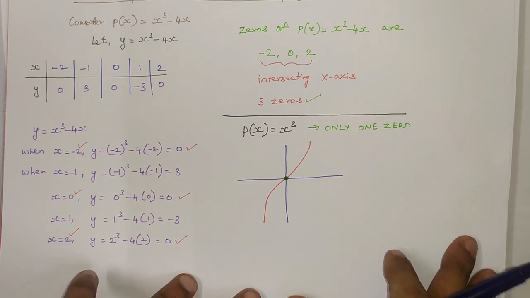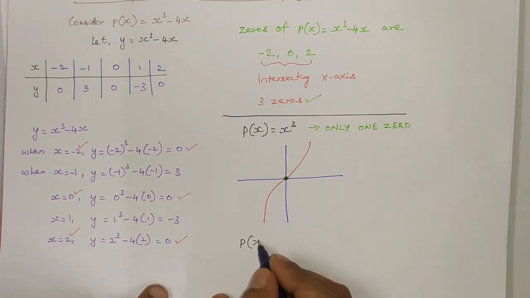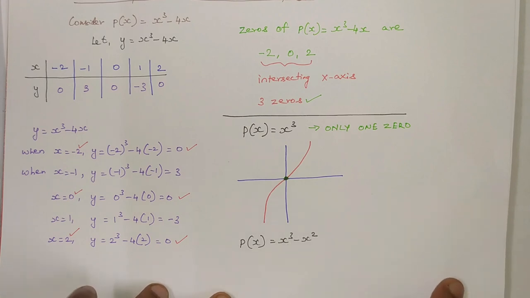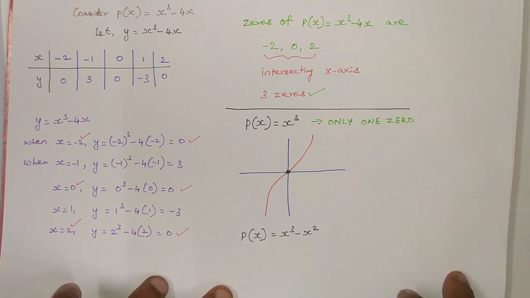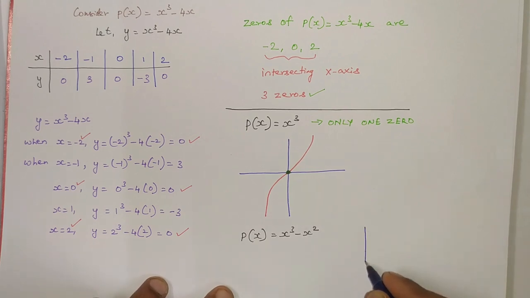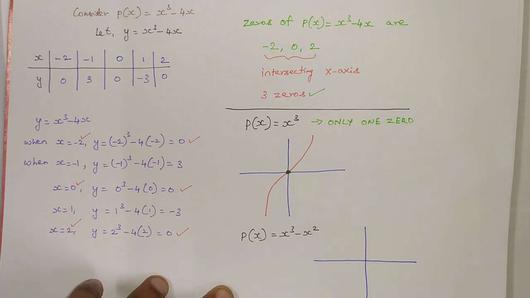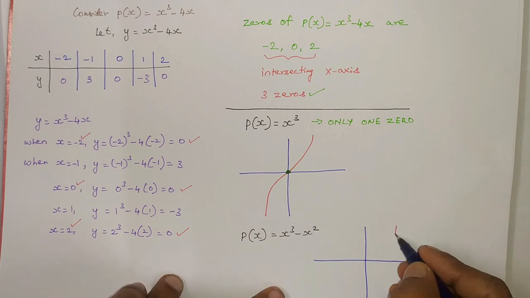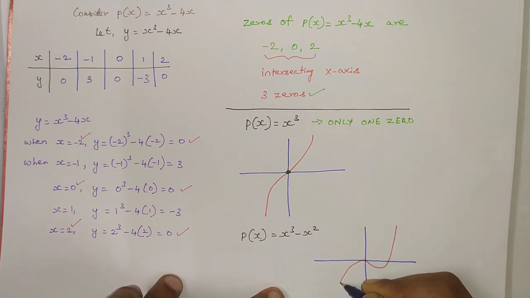Okay. Let us take one more case. If we take p of x is equal to x cube minus x square, so what happens to this? If we plot for this, we will get the graph something like this. So it will be intersecting at 2 points, here and here. So this will be say 1, 0 and this will be 0, 0.